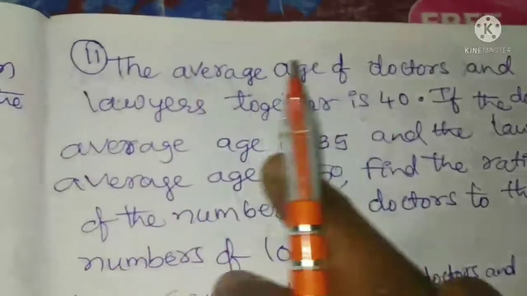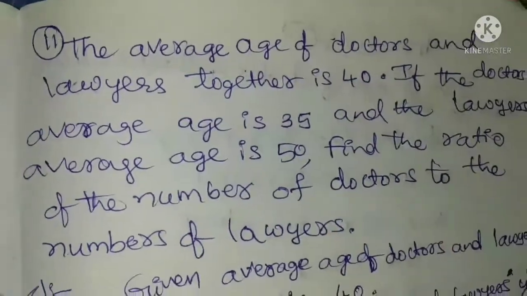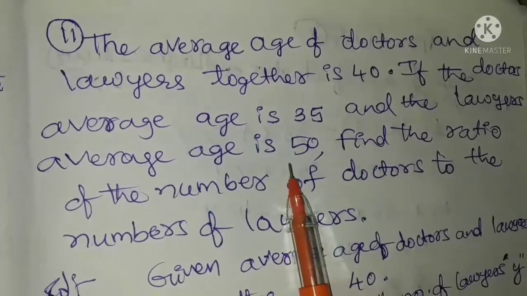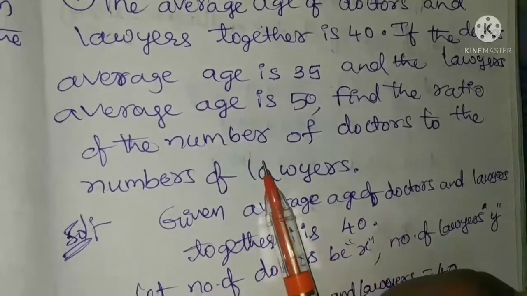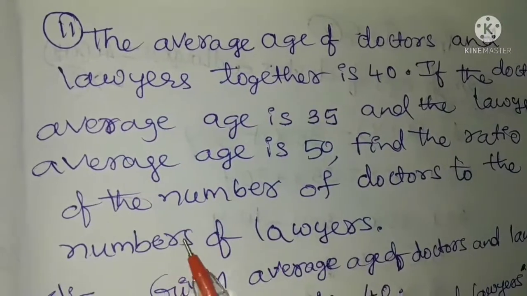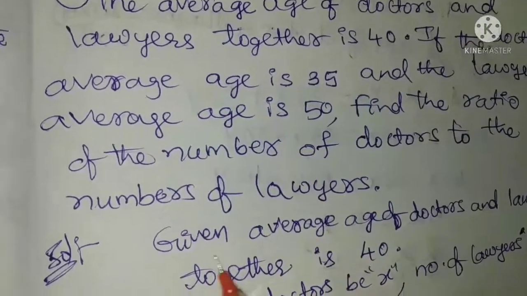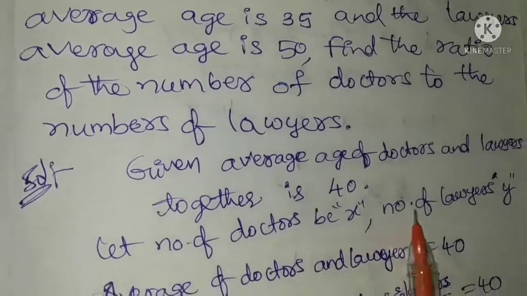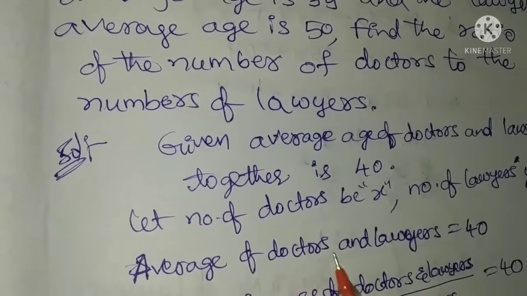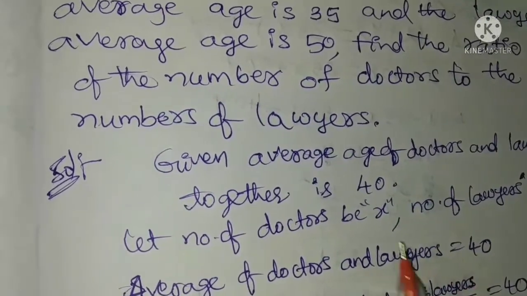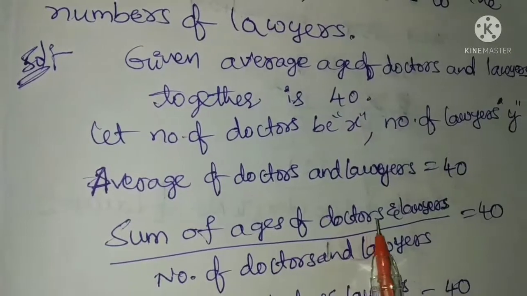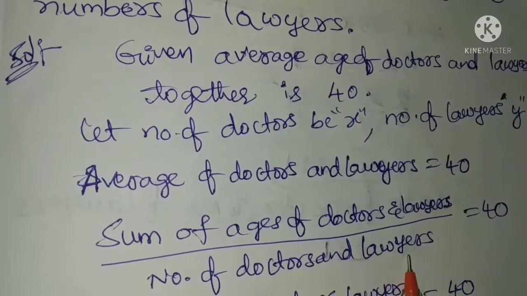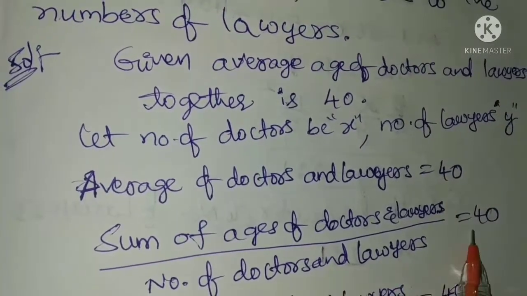The average age of doctors and lawyers together is 40. If the doctors' average age is 35 and the lawyers' average is 50, find the ratio of the number of doctors to the number of lawyers. Given the average age of doctors and lawyers together as 40. Let the number of doctors be x and the number of lawyers be y. The average age of doctors and lawyers, he has given as 40. How do we get that? Sum of ages of doctors and lawyers divided by the number of doctors and lawyers. That he has given as 40.